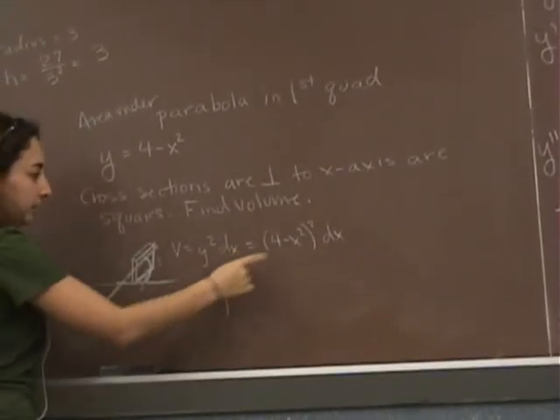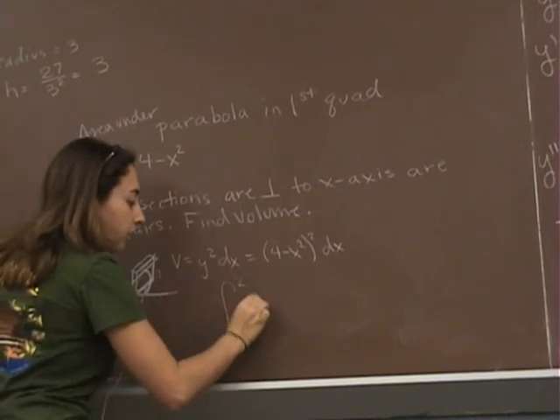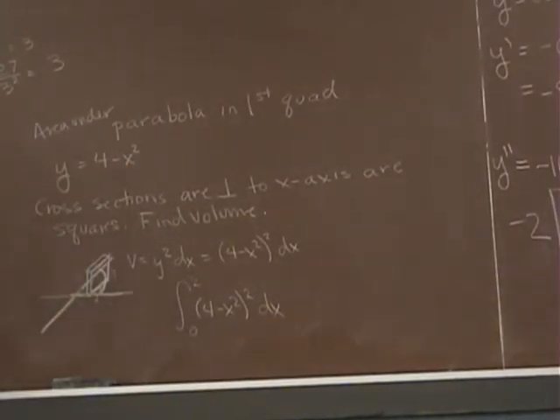So to find the volume of the whole shape, I'm going to integrate over the whole area because it's in terms of x. It goes from 0 to 2 of (4 minus x squared) squared dx. And then how would you integrate that? Well, multiply, FOIL, multiply it all out, and then integrate it. Okay? Does that help? Yep.